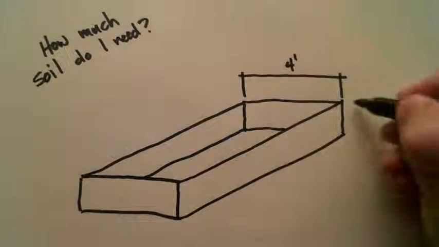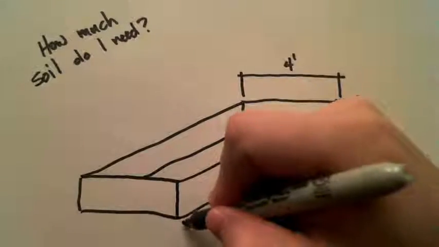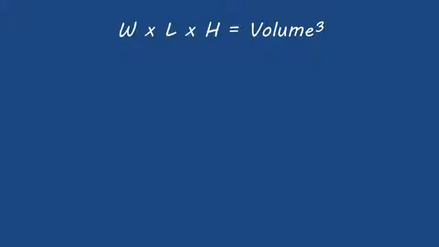Then I measured and labeled the relevant dimensions on my sketch. My raised beds had a width of 4 feet, a height of 8 inches, and a length of 8 feet. Now, I build the equation. Since my raised beds are essentially cubes, I'm going to use that equation. I enter each of our values into the equation.